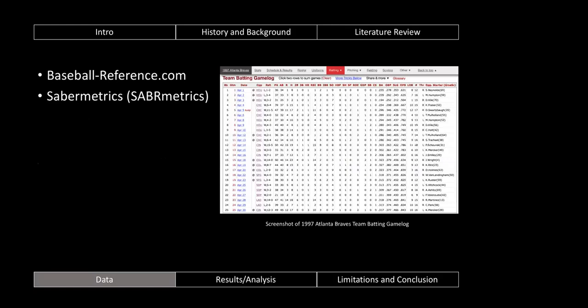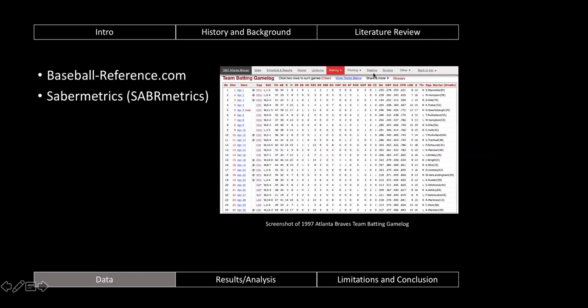How I collected the data. I got all my data from baseballreference.com. It's a great resource to find all stats in baseball. It provides data on all stats for individuals and teams for 100-plus years. I used the batting game logs. Right here is an example. This is a screenshot of the 1997 Atlanta Braves team batting game log, and this is only for the month of April because there are 162 games in a year.